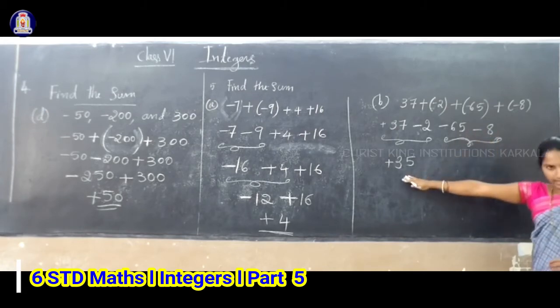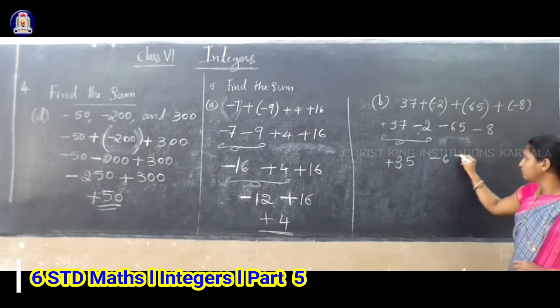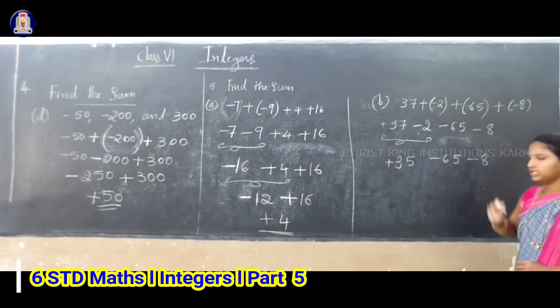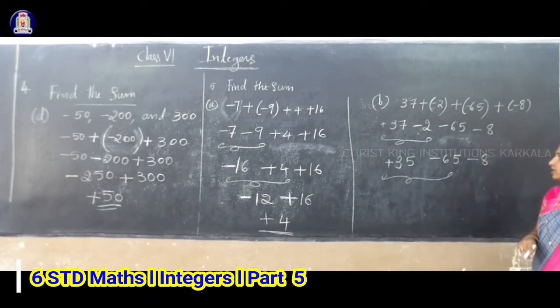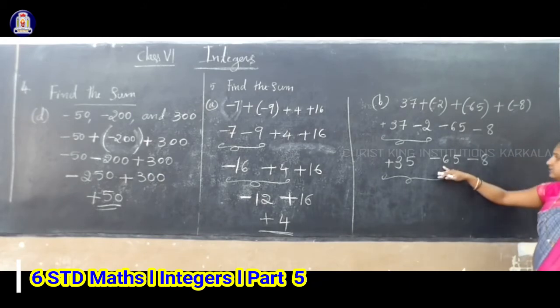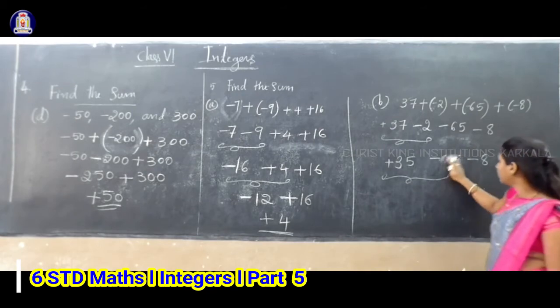So here we got the answer, and you can consider the next integer. What is that? 65 minus 8. Because it is, solve these two. What is the next? This one. Plus 35 and minus 65. You can solve these two also. Okay. So we will solve now.